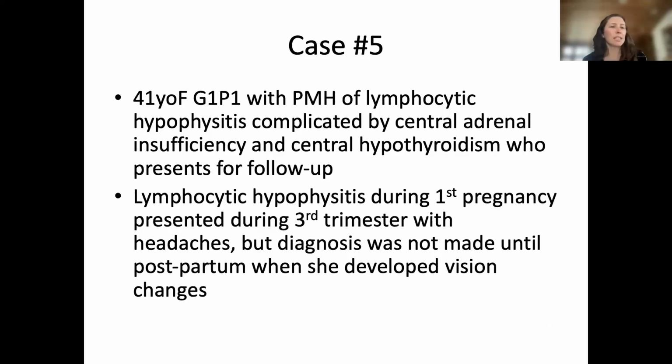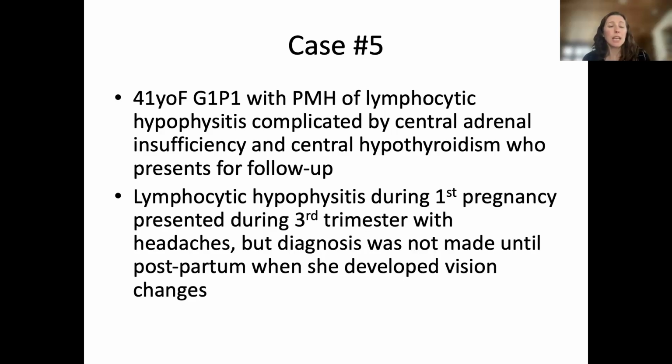So the last case, number 5, is a 41-year-old female, G1P1, with a past medical history of lymphocytic hypophysitis in her prior pregnancy, which was complicated by central adrenal insufficiency and central hypothyroidism, and she was presenting to me for follow-up. Her lymphocytic hypophysitis was diagnosed during her first pregnancy when she presented during the third trimester with headaches, but the diagnosis was unfortunately not made until postpartum when she developed vision changes.